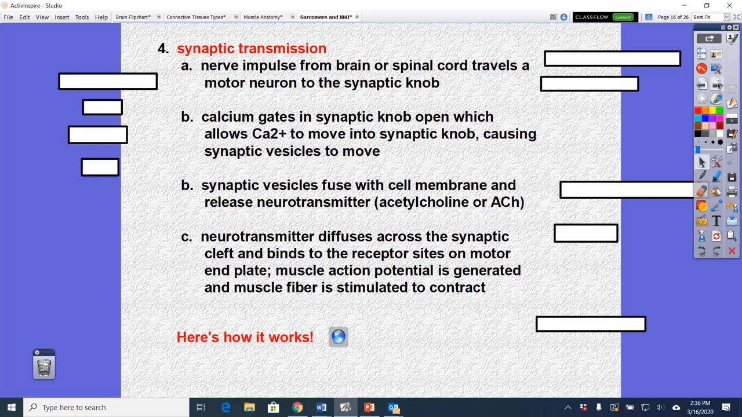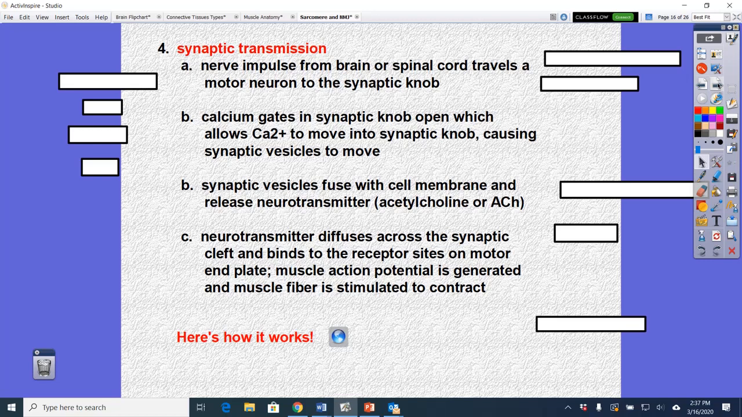All right, so what has to happen is that a nerve impulse from the brain or spinal cord has to be sent down that motor neuron. And when the message reaches the end of the motor neuron, it is like a lightning bolt. Okay, it is voltage, and that voltage is going to open calcium gates. And when calcium gates open, specifically these are calcium voltage gated channels, calcium rushes in because it is going from an area of high concentration outside the synaptic knob to inside.